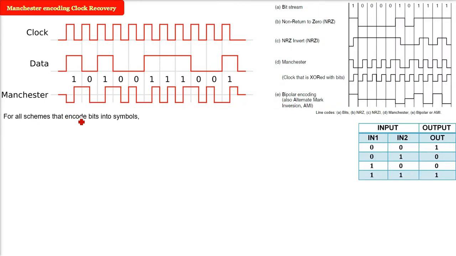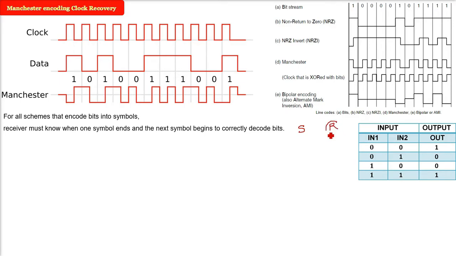So for all the schemes we have discussed that encode bits into symbols or signals, the receiver has to know when one symbol is starting and another is ending, so that the next symbol begins and it can correctly decode the bits. This is the responsibility of the receiver. If you have a long series of zeros, how can a receiver tell? It will be difficult to tell the bits apart because there are a number of zeros.